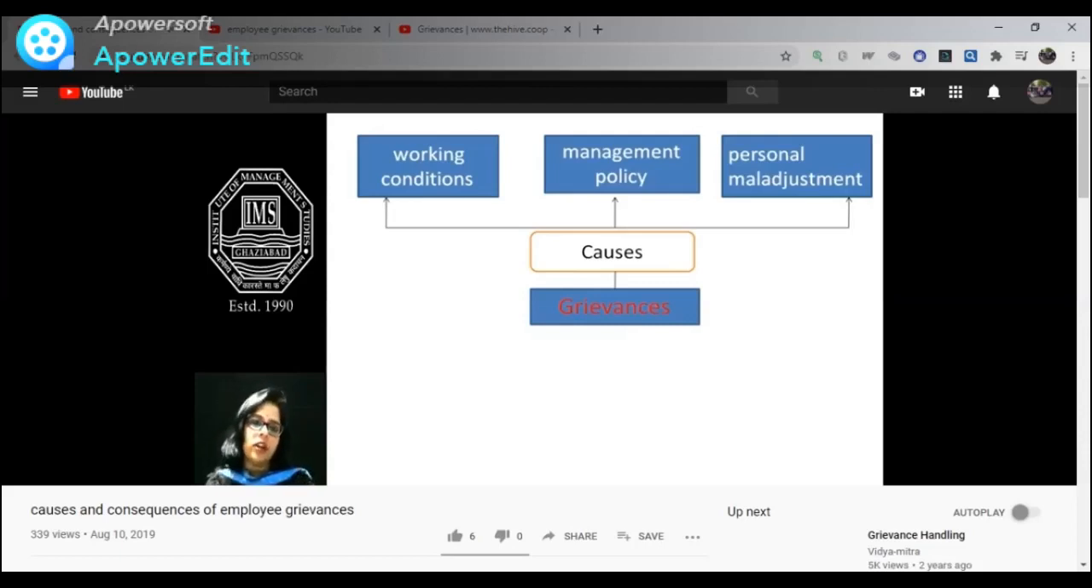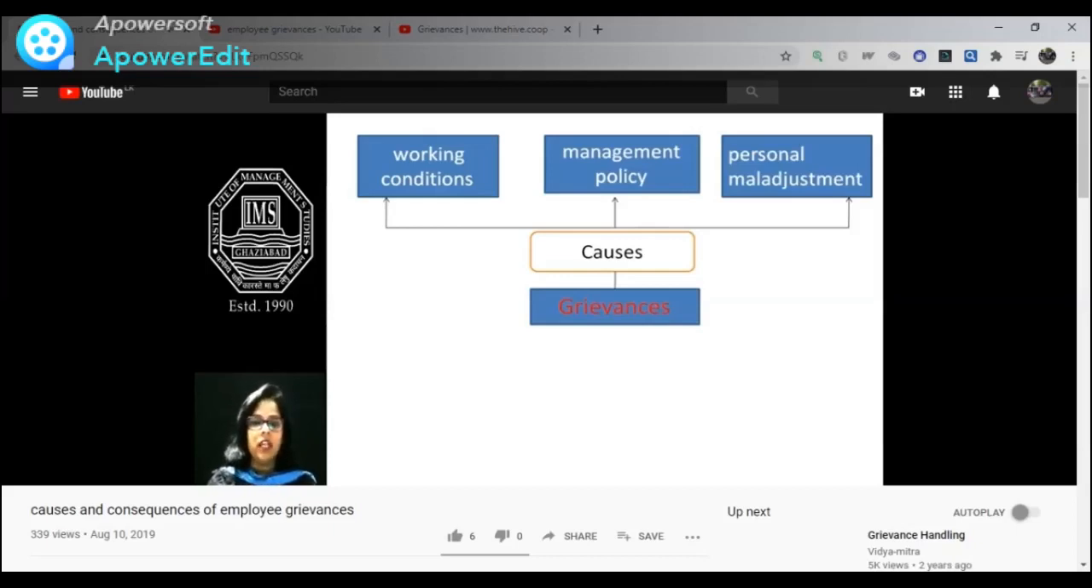So these are the three broader categories which can create a grievance. First was working condition. Anything related to working condition which may create dissatisfaction in the minds of employees and make employees unproductive is a major reason for grievance. Second is management policy. If policies related to any aspect of the organization are improper, definitely the person may get dissatisfied. Personal maladjustment is the category where the person is not able to adjust with the working condition of the workplace, but still it is a grievance.